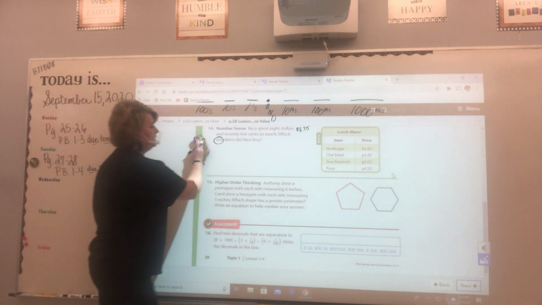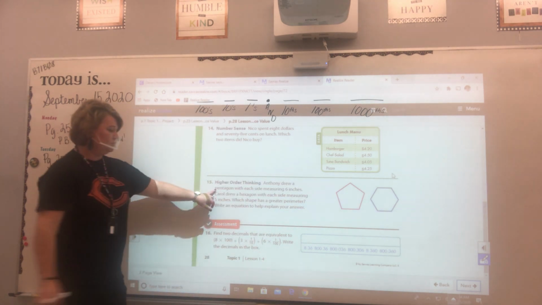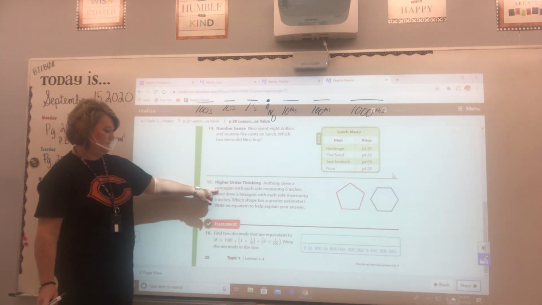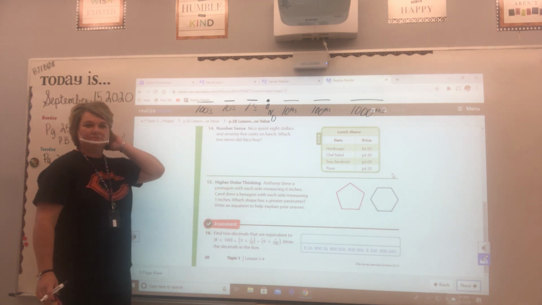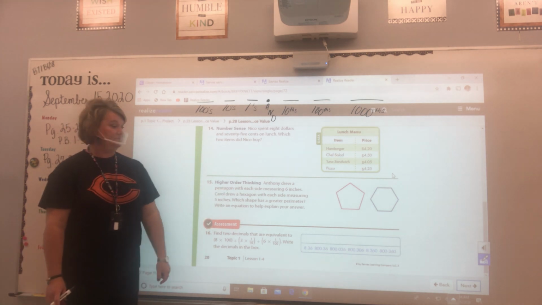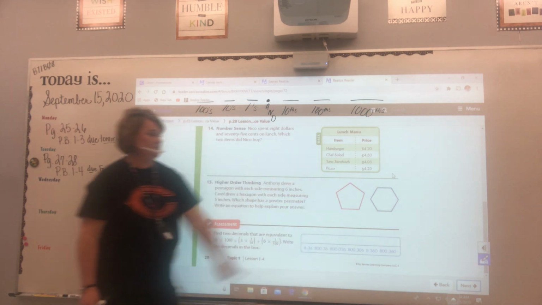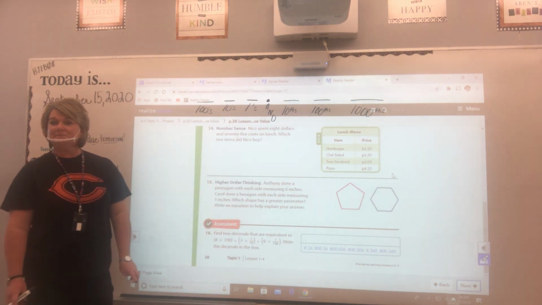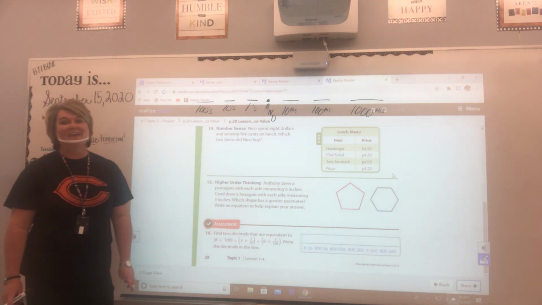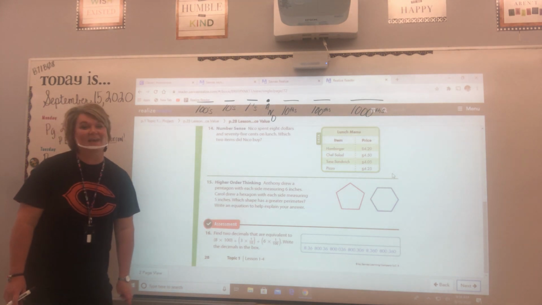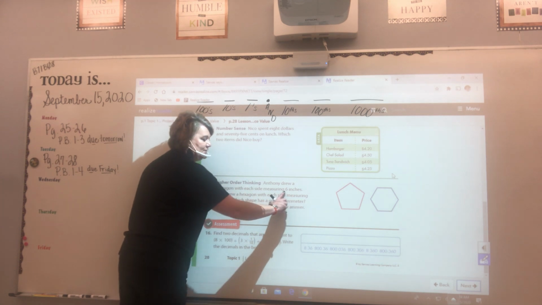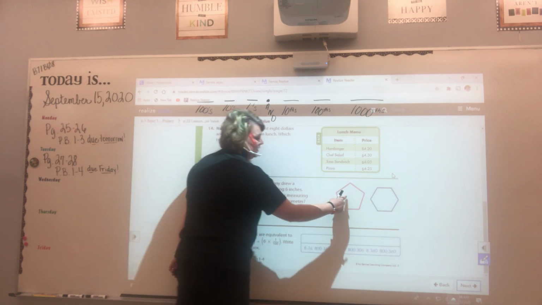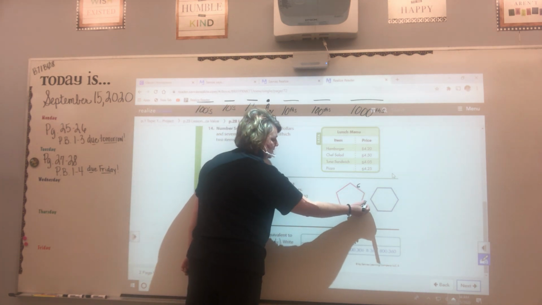Number 15. Anthony drew, what does this say right here? Pentagon. What's a pentagon? What kind of shape? Which one of those is a pentagon? How do you know that? It has 5 sides, doesn't it? Yeah, pent means 5. And each side measures, what is this right here? 6 inches. So I'm going to go on the pink one, and I'm going to put 6 on each one of these.